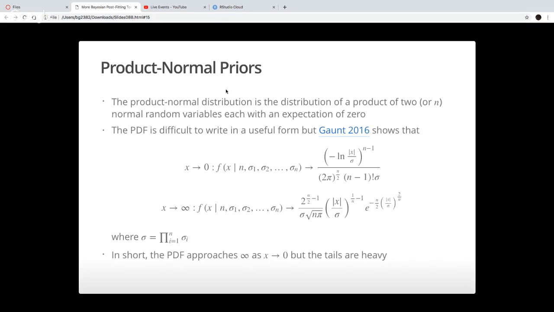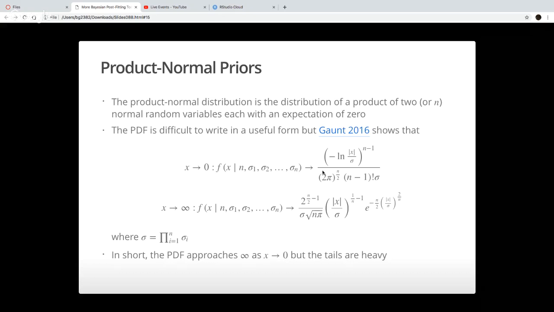But there's a recent paper, or I think it cited some other paper, that derived what the density function approaches as x goes to zero or as x goes to infinity. Look at this and you see it has a logarithm of the absolute value of x in the numerator as x goes to zero. And so if x is exactly zero, then this all goes to infinity.